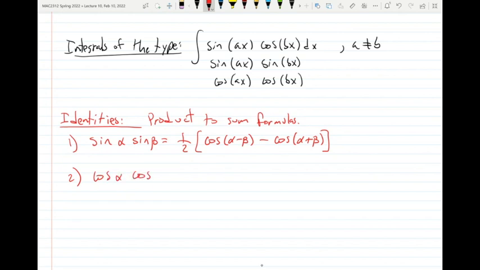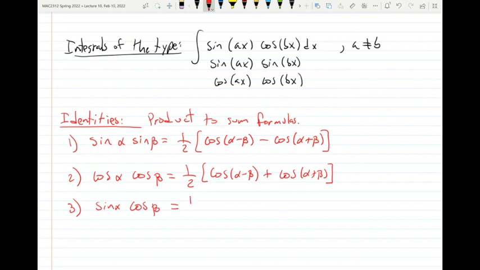If you have a product of cosines, this is 1/2 cosine of the difference plus cosine of the sum. And if you have a product of a sine and a cosine, it's the same as above, but with sine instead of cosines. So it would be 1/2 of sine of alpha plus beta plus sine of alpha minus beta.